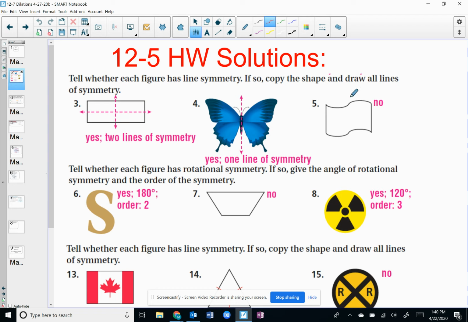If you were to try to draw a line of symmetry, this part here does not match. If you were to fold the paper over to here, they would not match up. And same if you drew a line this way.